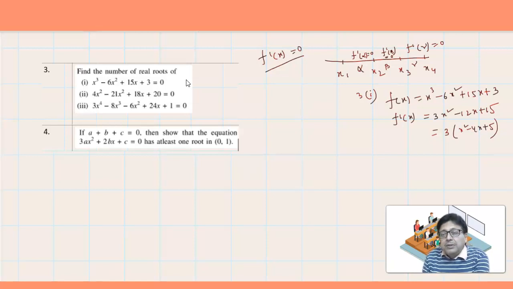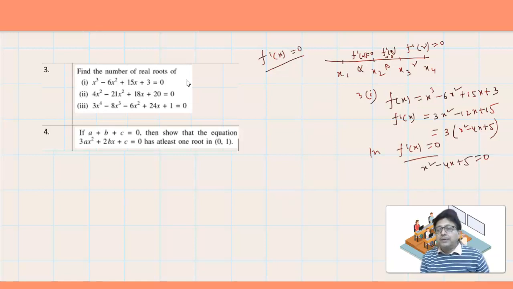Now, does f'(x) = 0 have a real root or not? Let us check. If you put f'(x) equal to 0, we get x square minus 4x plus 5 equal to 0. What about the discriminant? Discriminant is 16 minus 20, which is minus 4. So there is no real root of this equation f'(x) = 0. So what will be your conclusion about the original equation? Does it have a real root?